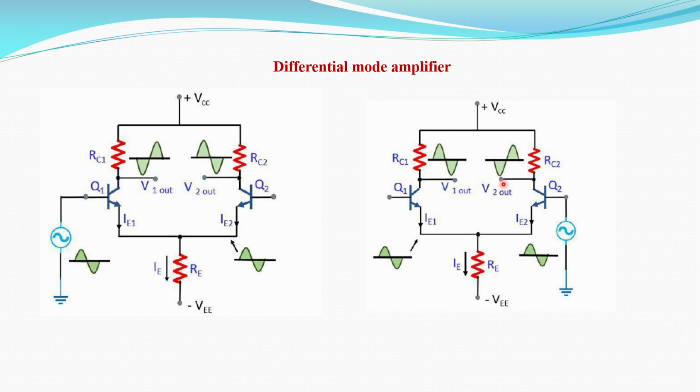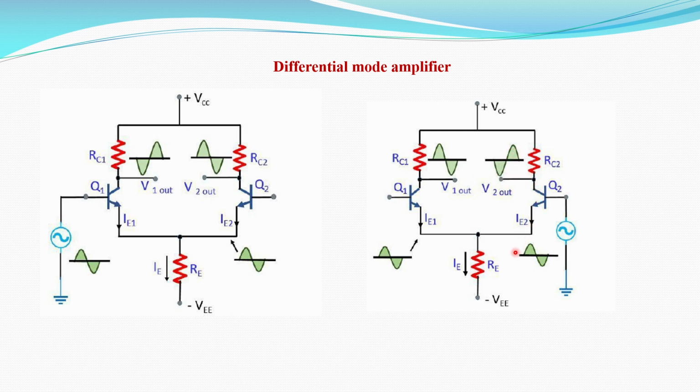Resultantly, the voltage drop across RC2 will be less, so the collector terminal goes in the positive direction. In this way, we will have a non-inverting output at the collector of Q2 for positive input at the base of the Q2 transistor. So this is the non-inverting output at the collector terminal of the Q2 transistor.